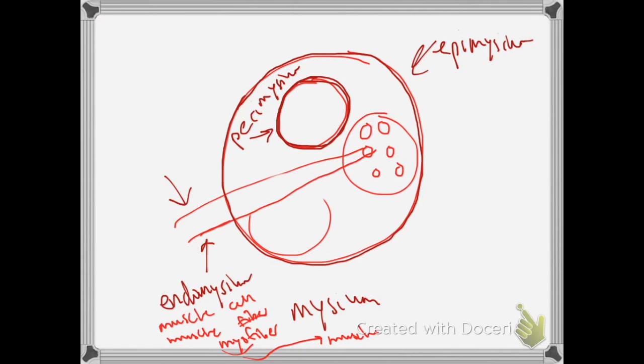This bundle of muscle cells, this big circle right there that I just circled, a grouping of muscle cells, is called a fascicle. And it might be a fascicle. Yeah, I don't think there's that extra C in there. So this is a fascicle. It's a group of muscle cells.